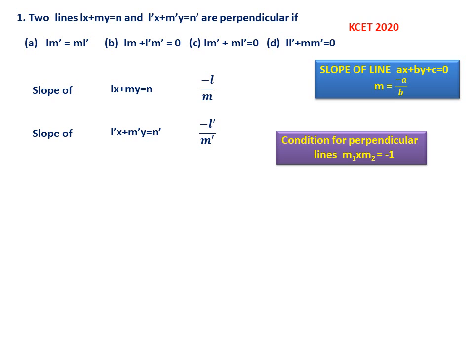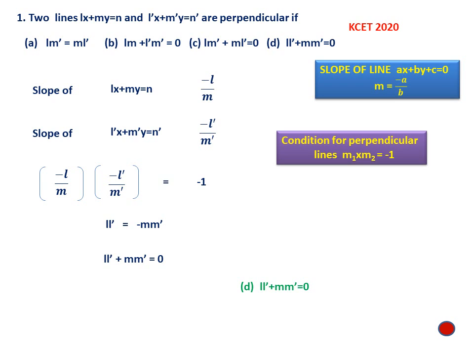Perpendicular. Both are perpendicular means product of the slope should be minus 1. M1 into M2 is minus 1. Apply that condition. So this is a very simple question actually. After simplification you get LL dash equal to minus MM dash, or you can write LL dash plus MM dash equal to 0. Therefore definitely D is the option. See, this is the latest question, and if you know the concept very clearly, these are all very simple questions.